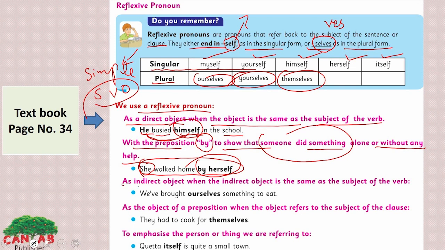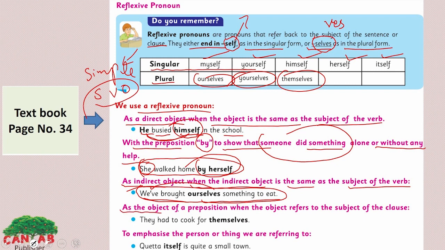Now look at this as indirect object. When the indirect object is the same as the subject of the verb, we have brought ourselves something to eat. इधर भी क्या है, सब्जेक्ट और ऑब्जेक्ट एक जैसा है, एक ही के बारे में बात हो रही है, we और ourselves. हम अपना खाना खुद लेकर आए हैं, कुछ खाने के लिए खुद ही लेकर आए हैं.